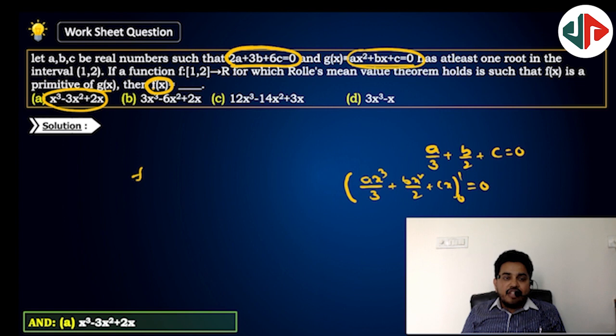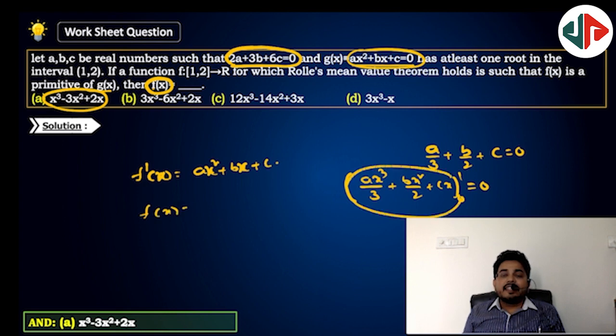So f dash of c is actually ac squared plus bc. All f dash of x only, you write here ax squared plus bx plus c. So f of x is equal to this value, and its integral from 1 to 2 will be equal to 0. So f of 1 is equal to f of 2, and there you will get that answer.